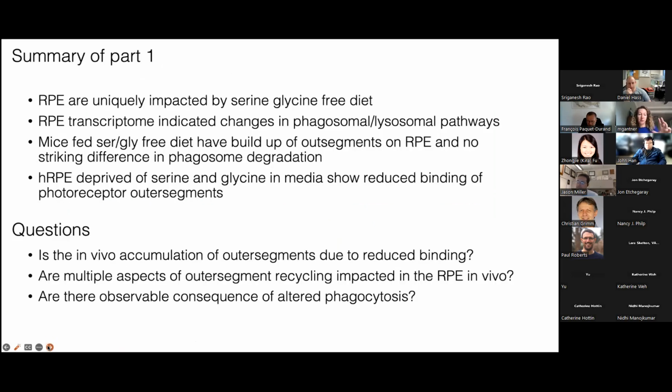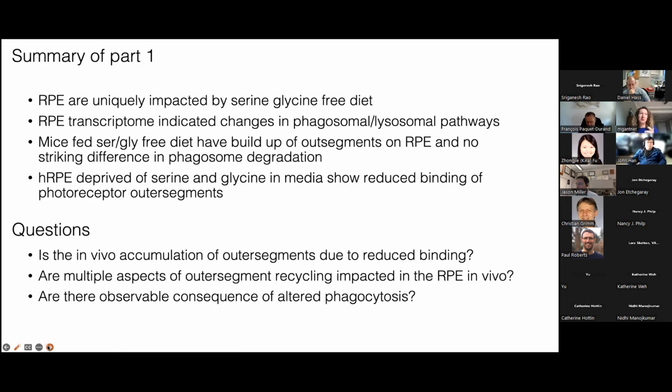So yeah, just to summarize this first part, the RPE in our bulk RNA-seq seemed very deranged or changed from the serine and glycine free diet in the mice. And the transcriptomics suggest phagosome and lysosomal pathways. As we've talked a lot about, our different assays give us some insight, but we really want to get into some of the details of that. Is it reduced binding or uptake? The transcriptional pathway did suggest there were internal issues going on. It's not just the genes involved in lysosomal function, so it's also possible that there are multiple things being hit that we can start to tease apart.